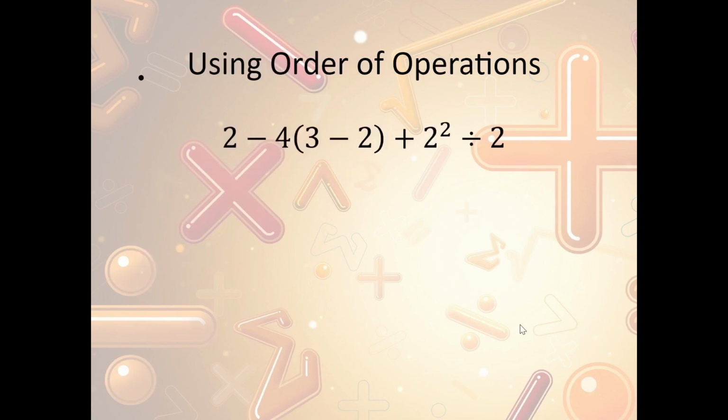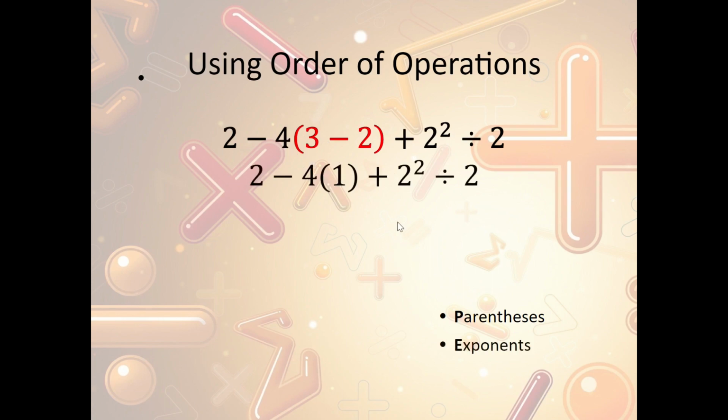So let's look at an example. We have 2 minus 4 times 3 minus 2 plus 2 squared divided by 2. So first thing we do is parentheses. Well, we can see that we have parentheses here. So we have 3 minus 2, which is 1. Now we look, are there any other parentheses? No, there's no other parentheses here.